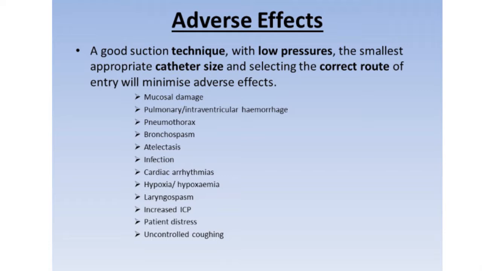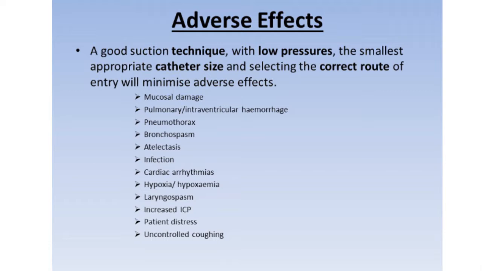With mucosal trauma, we can cause mucosal hemorrhage, which can lead to infection and ulceration, and pulmonary and intraventricular hemorrhage. Suction can cause further trauma and bleeding. Pneumothorax: high-risk patients would be our COPD patients with large bullae. Other risks are bronchospasm, atelectasis and infection, especially with those patients that have a tracheostomy or ET tube. And then hypoxia and hypoxemia.